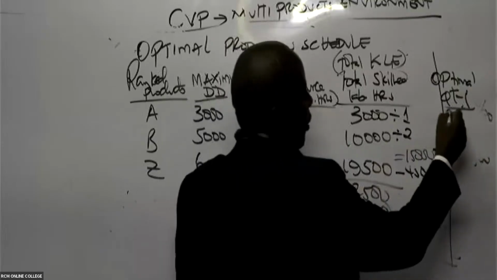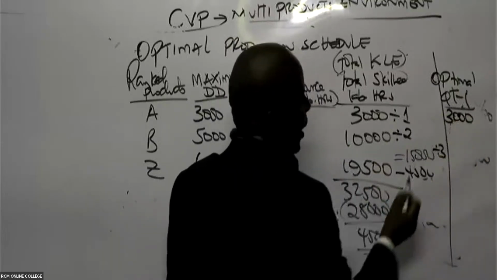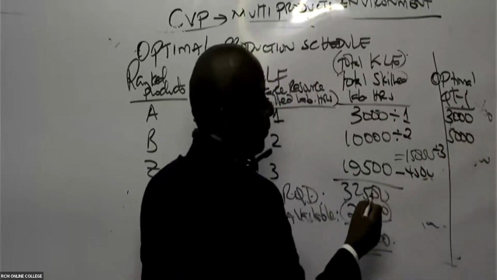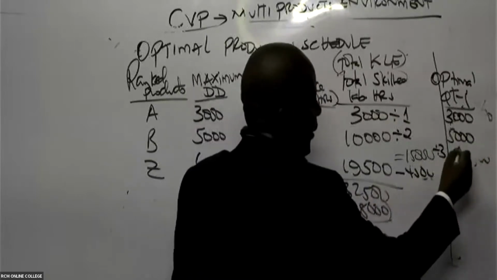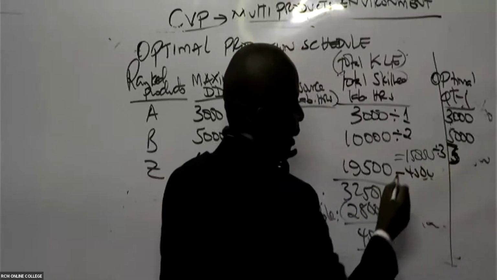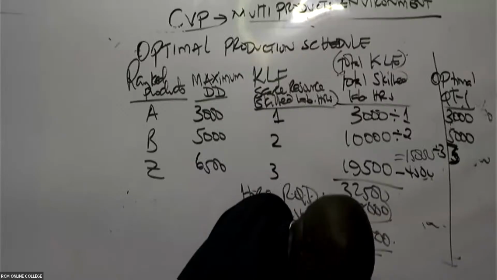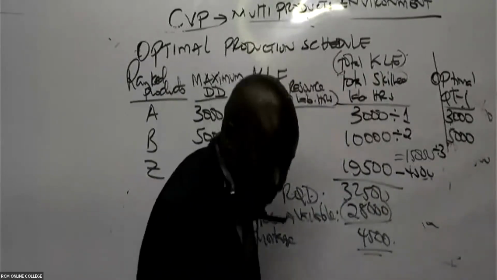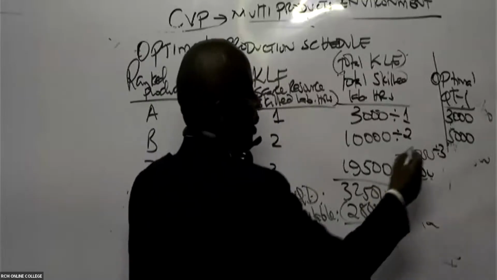The first one is 3,000. The second one, 5,000. The third one, 5,000. 3,000, eh? It's 5,000, right? Sorry for that. Yeah, it's 5,000.